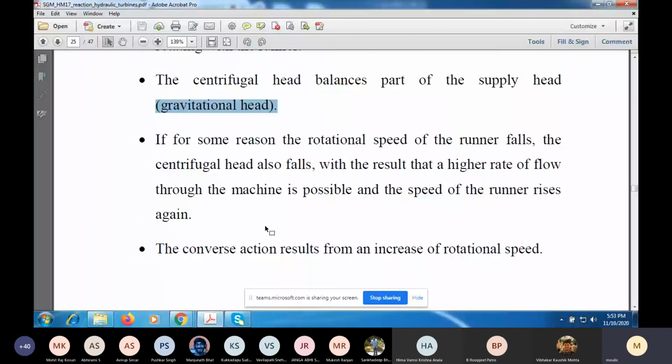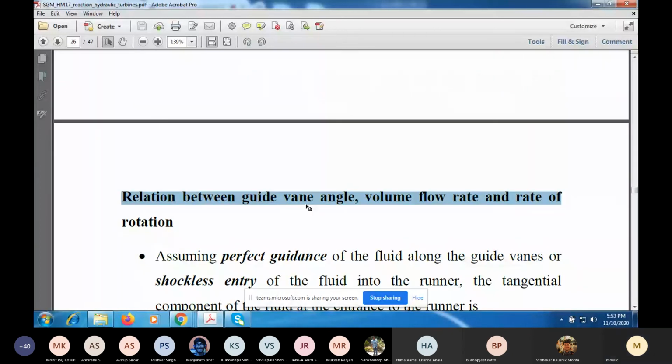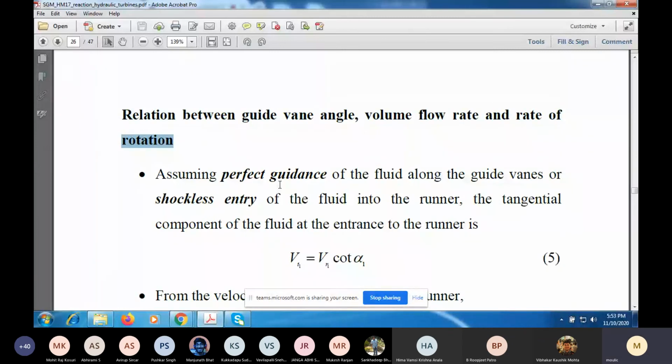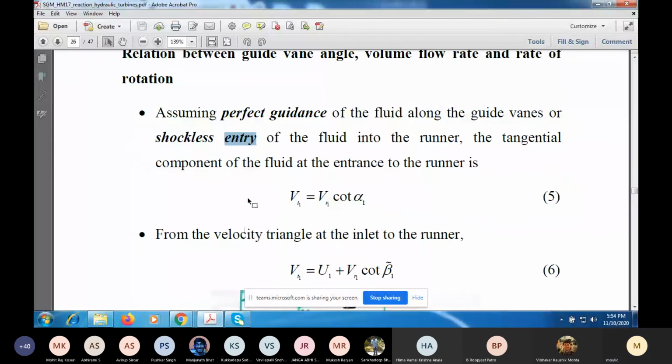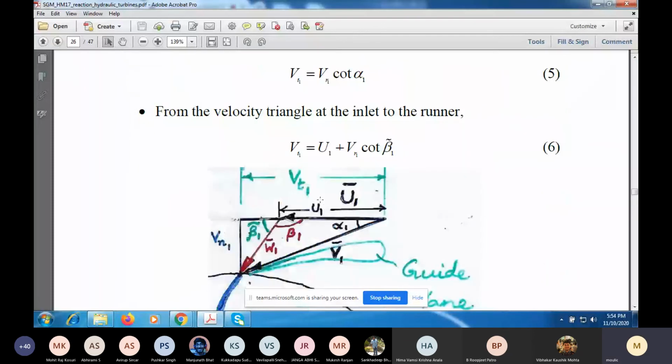Now we'll look at a relation between the guide vane angle, the volume flow rate, and the rate of rotation. So we'll assume that the turbine is running at the best efficiency point, so there is perfect guidance of the liquid onto the guide vanes. So this is what is called shockless entry. Under that condition, the relative velocity vector is tangent to the blade.